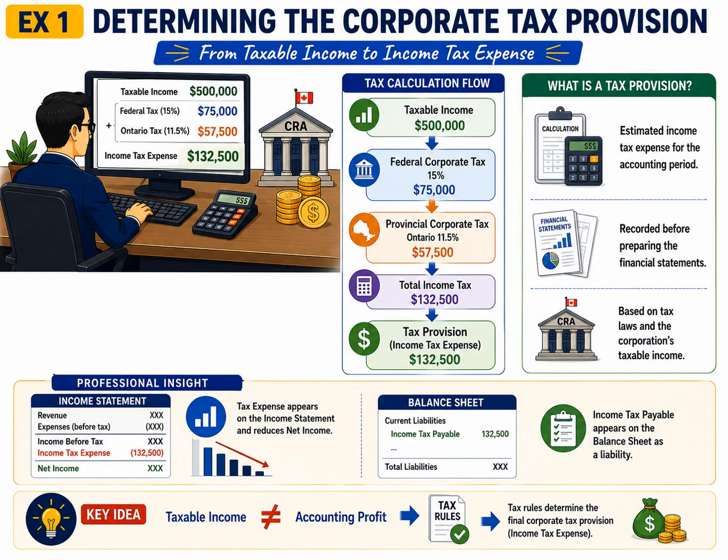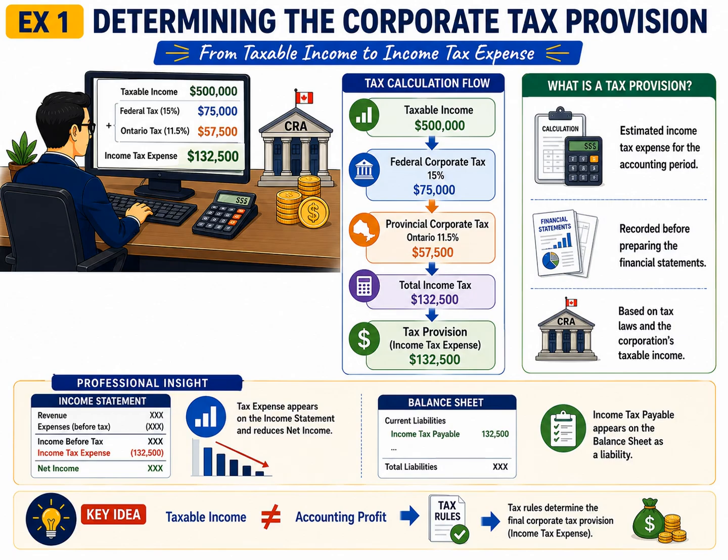At this stage of the T2 preparation process, we've already determined the corporation's taxable income. The next step is calculating the corporate tax provision, also known as the income tax expense for the year. The tax provision represents the amount of income tax the corporation is expected to pay based on its taxable income under Canadian tax law. Although the exact amount may eventually be adjusted when the tax return is assessed, the provision is the corporation's best estimate at the financial statement date.